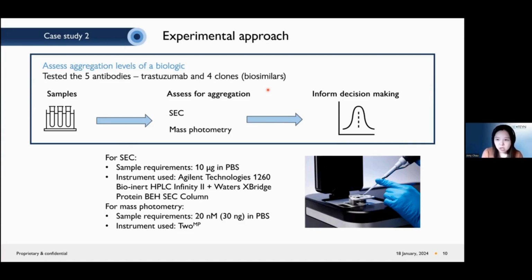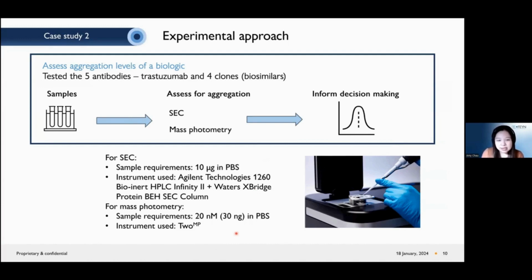elution time. But with mass photometry, the sample is added to a glass slide and the individual molecules are detected and identified based on the mass. So there is no column separation, and what we are getting is just what is in your sample. And the result from the mass histogram will show you the relative abundance of each of the species separated by the masses. And the instrument used for the SEC requires about 10 micrograms of sample, whereas in mass photometry, we only need roughly 30 nanograms.